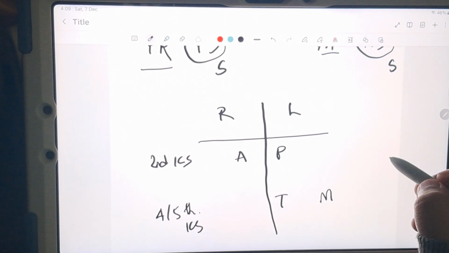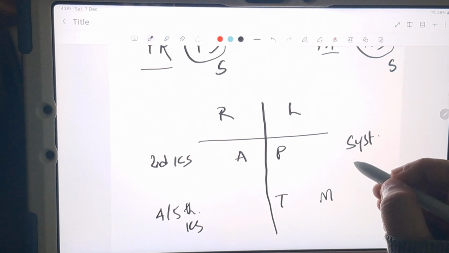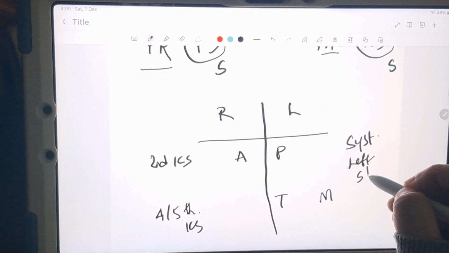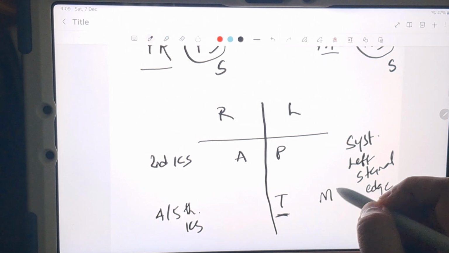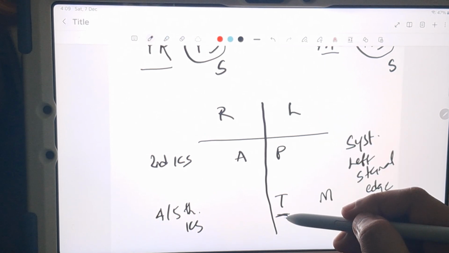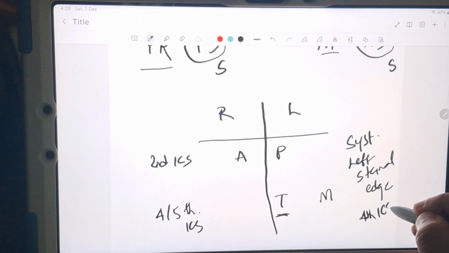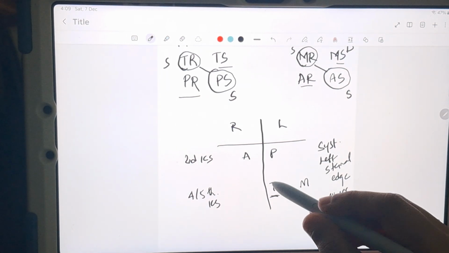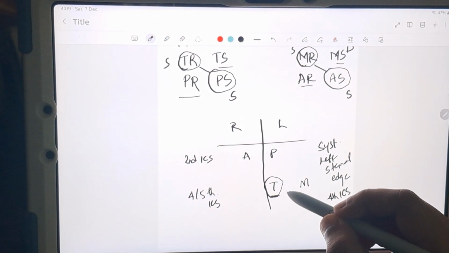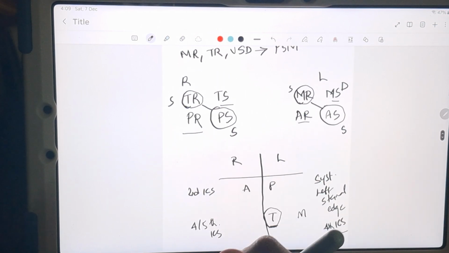So if you have a question like systolic murmur on the left sternal edge, that would be the tricuspid area, left sternal edge, and the fourth intercostal space. Okay, so according to this, we have left sternal edge, fourth intercostal space, it's tricuspid area, and systolic murmur, it's tricuspid regurgitation.